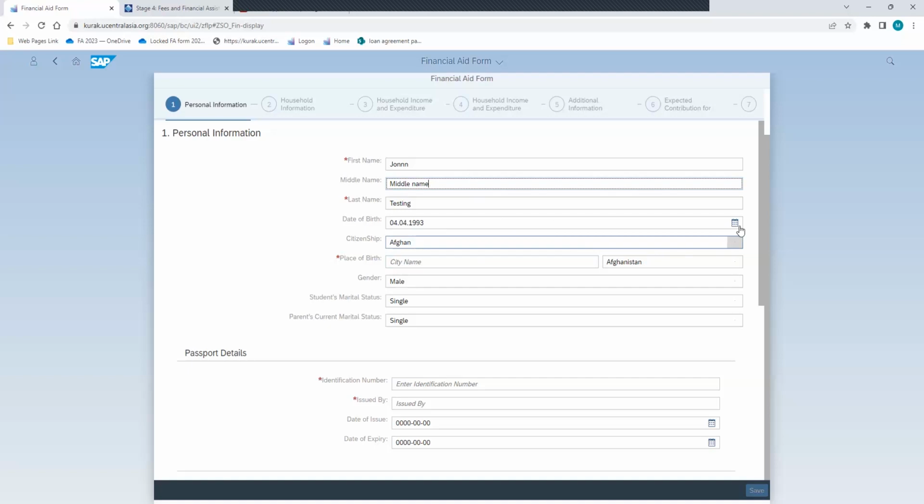Checking my date of birth. And when you choose citizenship, there is also one more important thing. When you choose citizenship, UCA has three host countries where we have campuses and where we are planning to have campuses.